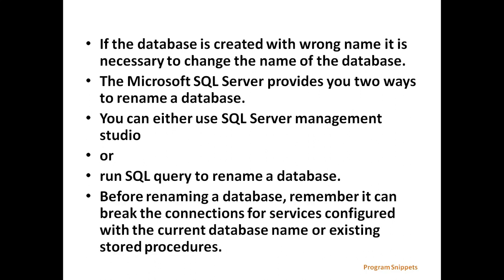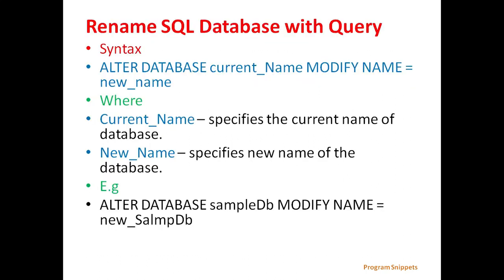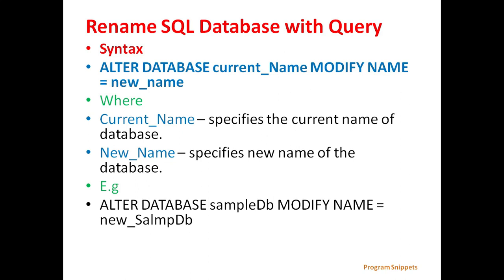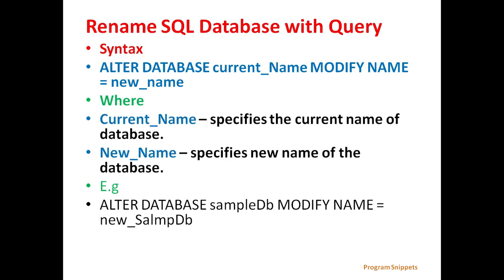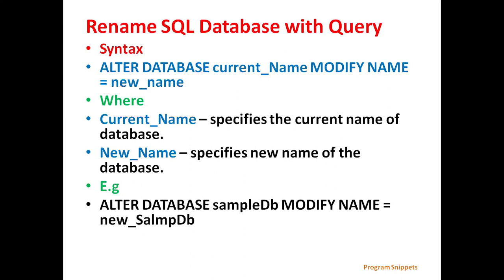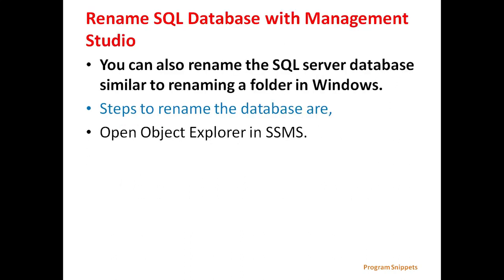Before renaming a database, remember it can break the connection for services configured with the current database name or existing stored procedures. The general syntax for renaming a SQL database with a query is: alter database current_name modify name = new_name, where current_name specifies the current name of the database and new_name specifies the new name of the database. For example, alter database sampledb modify name = newsampledb, where sampledb is the current name and newsampledb is the new name. You can also rename the SQL Server database similar to renaming a folder in Windows.